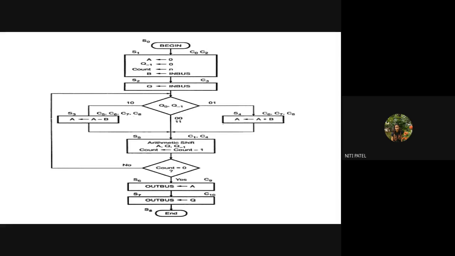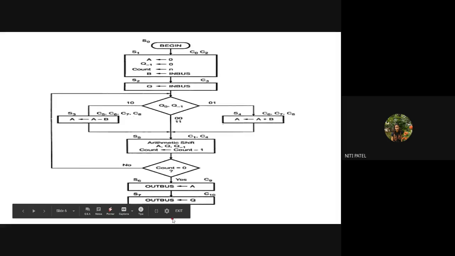Can you see that for every operation, there are some control signals? For begin, I do not have any control signal because begin is just to start. So I will just have a status number as S0. Then for the next box, I have S1. For the next box, I have status S2. For the next box, I have status S3, S4, S5, S6, S7, and S8. Did you see that? These are nothing but the status.